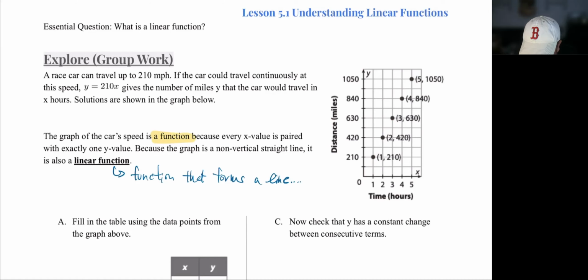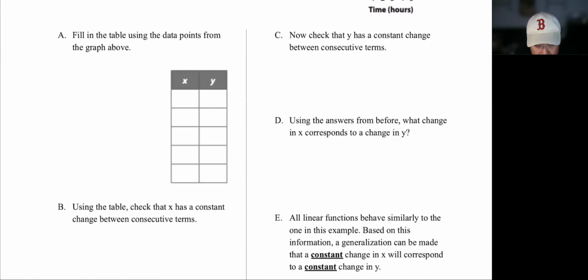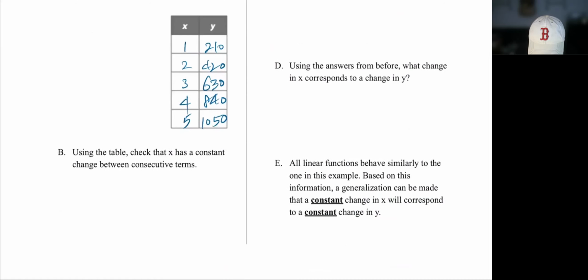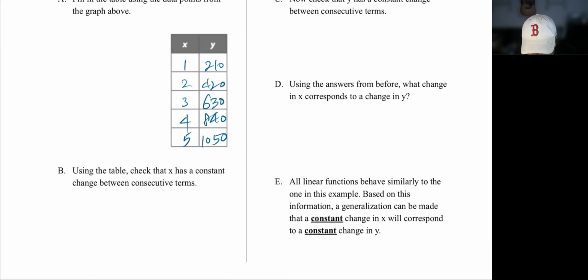So how do we come up with this over here, aside from just reading the situation? Okay. So what we can do is put all those data points, guys, right, into the table over here, and that would be 1, 2, 3, 4, 5 for x, and then it will be 210, 420, 630, 840, and 1050. Now part B is asking you, using the table, check that x has a constant change between consecutive terms.